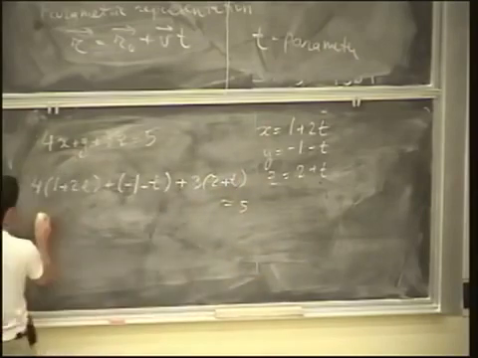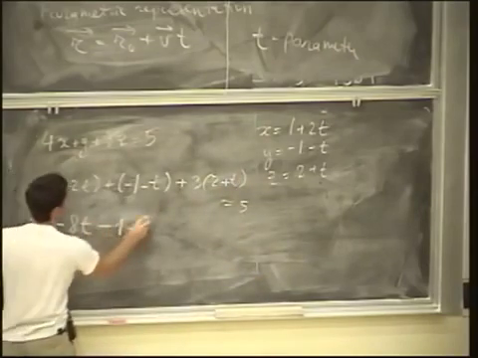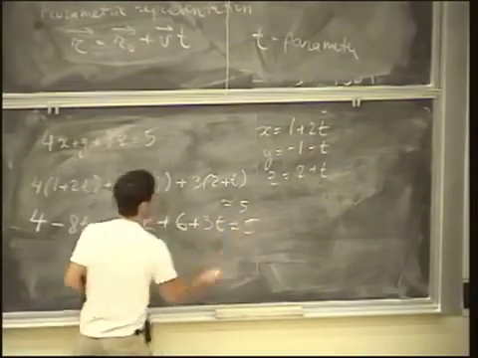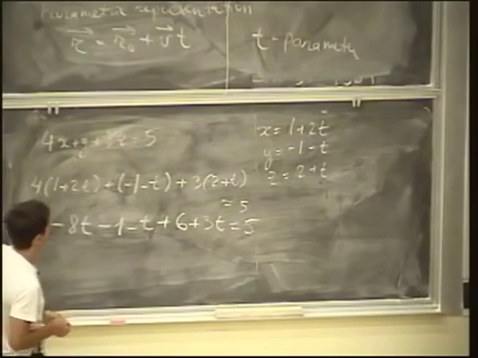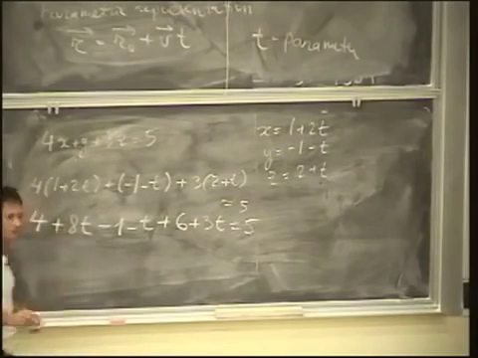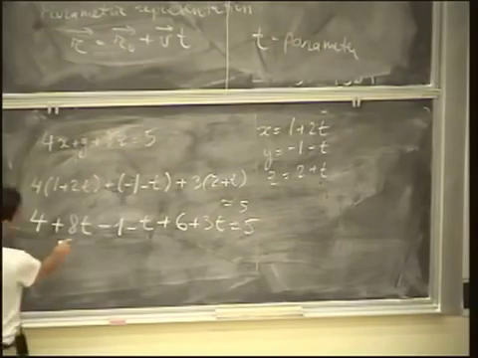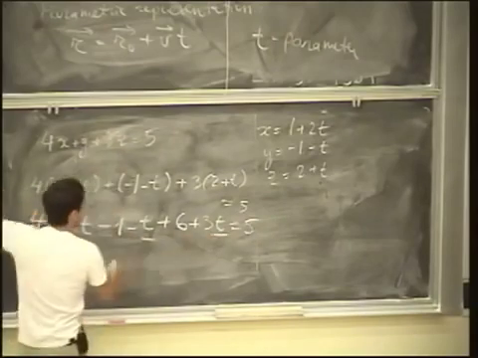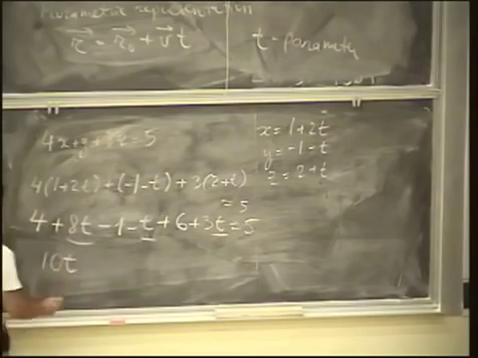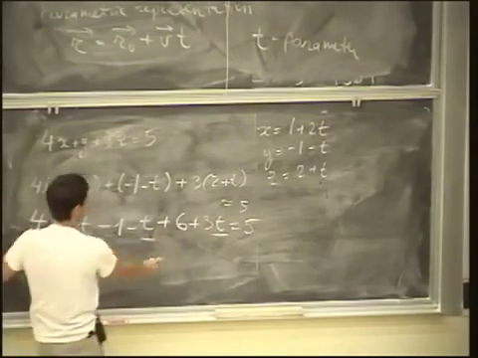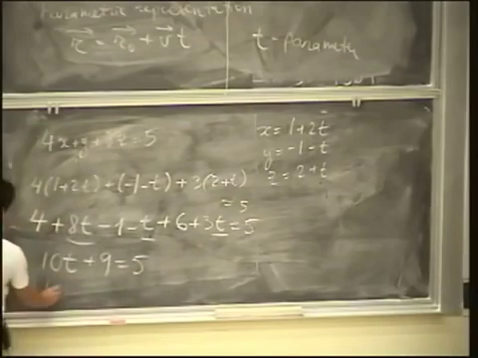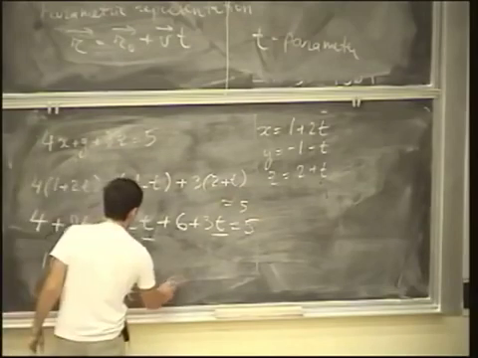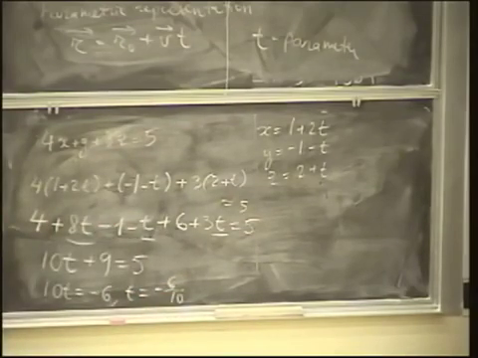So we open the brackets, we get 4 plus 8t minus 1 minus t plus 6 plus 3t equals 5. Did I make a mistake? 4 plus 8t, that's right. Yeah, I hope you do it better than I do on Thursday. So for t we get these three terms, that gives us 10t. And 4 minus 1 plus 6 gives us 9, equals 5. So 10t is equal to negative 6. So there is a unique solution.